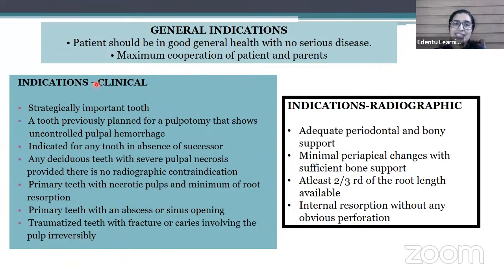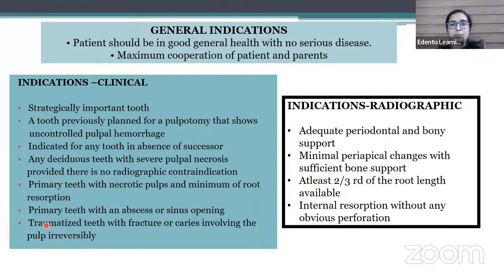Now coming on into the clinical indications, you have the indications like strategically important tooth. Only then you are bound to continue with the pulpectomy procedure. A previously planned tooth for pulpotomy that shows uncontrolled pulpal hemorrhage, indicated for any tooth in the absence of a successor. That is, in certain cases when you don't have a successor or a permanent tooth beneath it, such kind of tooth is an ideal indication for this pulpectomy. Any deciduous teeth with severe pulpal necrosis, provided there is no radiographic contraindication, and then primary teeth with necrotic pulps and minimum root resorption, primary teeth with an abscess or sinus opening, and then the traumatized teeth with fracture or caries involving the pulp.